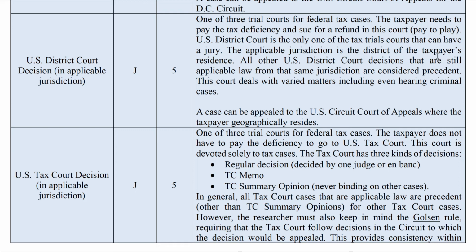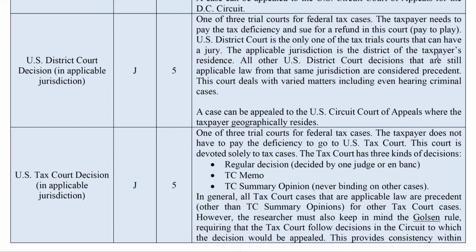This court actually has judges that are devoted 100% to tax cases. There's a small tax court level, the small cases division, and there's also the regular tax court. Now, there are 3 different types of decisions: the regular decision, the tax court memo, and the tax court summary opinion. The summary opinion comes from those small court divisions, and those are never binding. You can never rely on them, so they're not even on the 1 through 10 scale. But the regular decision and the TC memo are going to be 1 through 5.